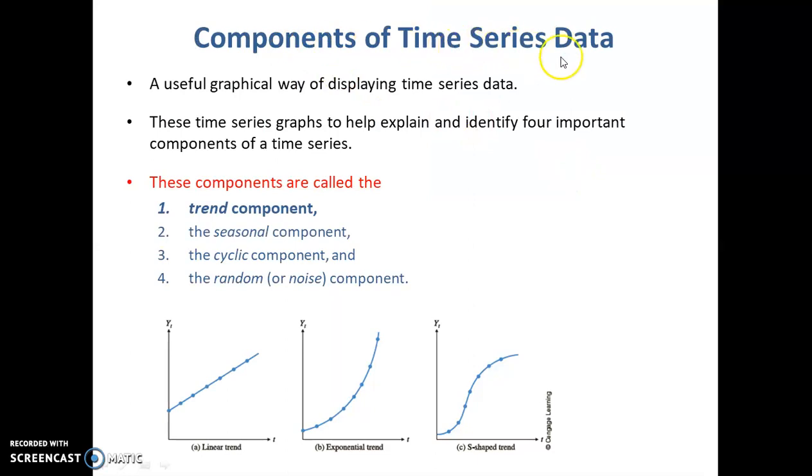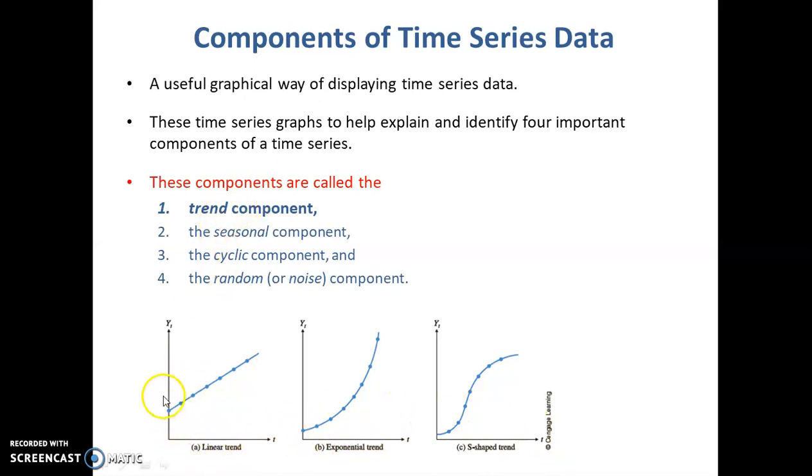The components of time series data. A useful graphical way of displaying time series data is the time series graph, which helps explain and identify four important components of the time series. One is the trend component, another is the seasonal component, another is the cyclic component, and another is the random component, that is, the noise component. These are the four components.